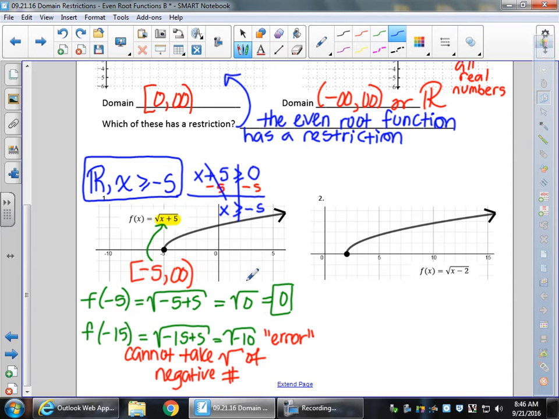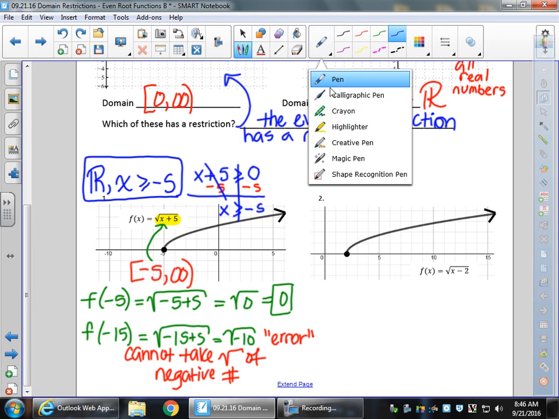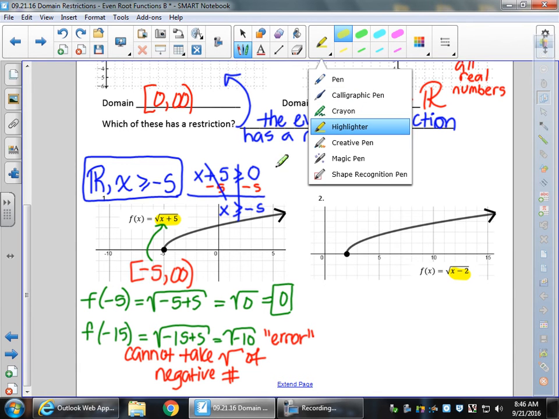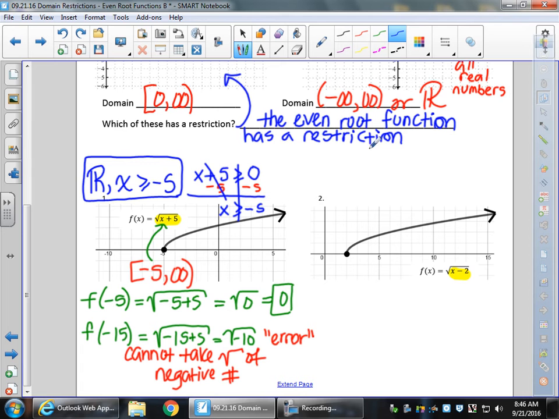So on number 2, let's pretend we don't have the graph. What piece of this am I going to pay attention to? Just what's underneath what? Yeah, just what's underneath the root. I'm going to take that and do what with it? What did you do over here? Set it what? x minus 2. How do I say this can be equal to 0 or bigger? Greater than or equal to 0.